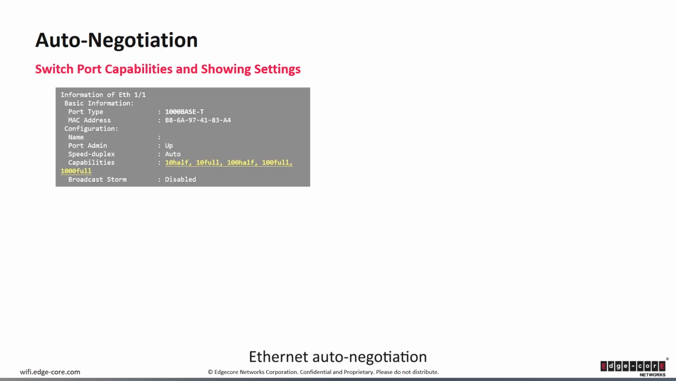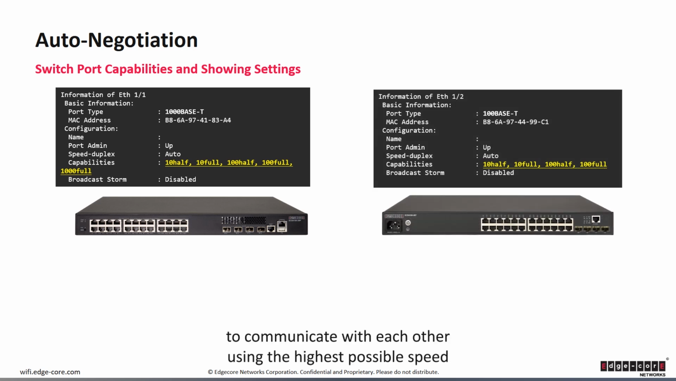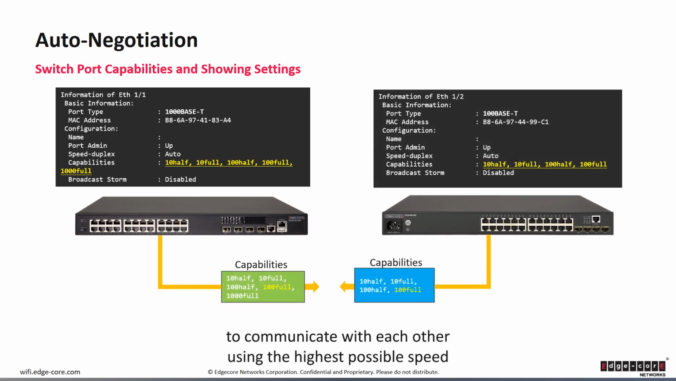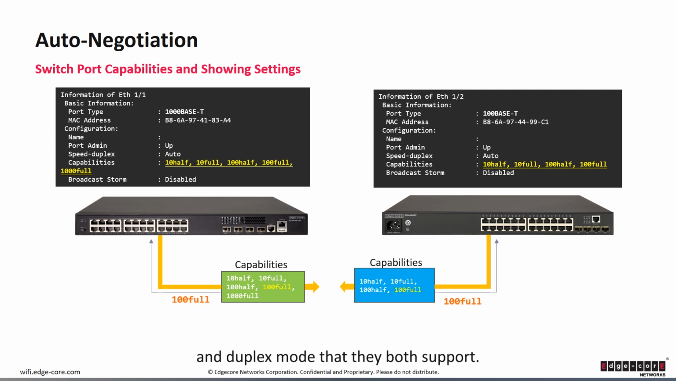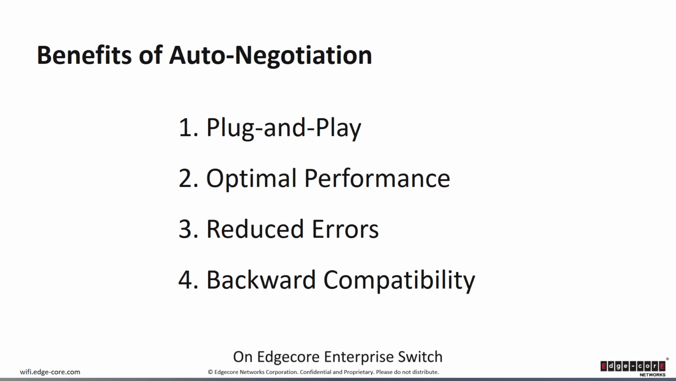Ethernet auto-negotiation is a critical feature in modern networking that allows devices to communicate with each other using the highest possible speed and duplex mode that they both support. This can improve the performance and efficiency of the network. On Edgecore Enterprise Switches, all ports support auto-negotiation by default.